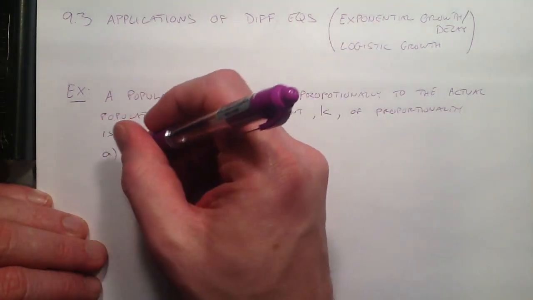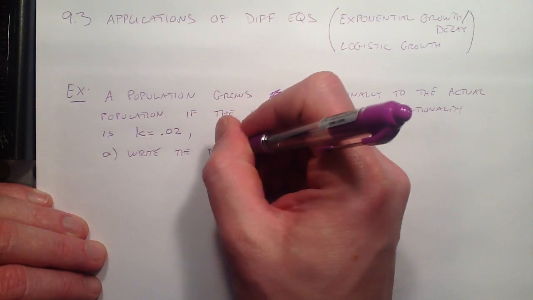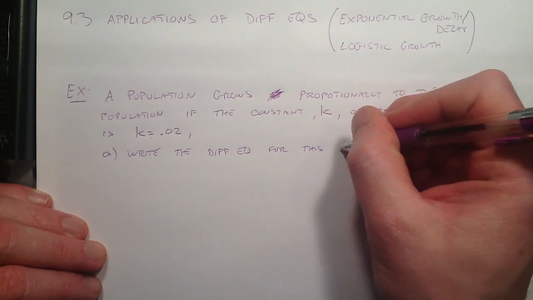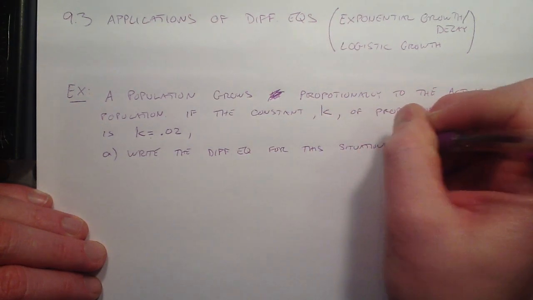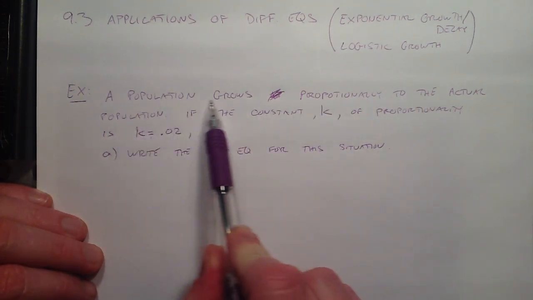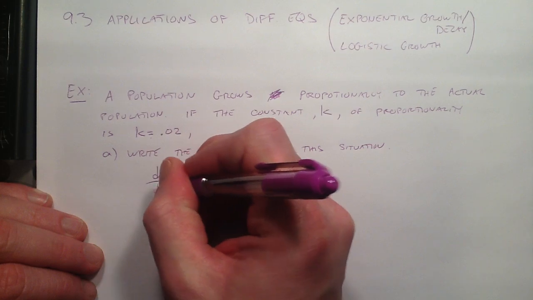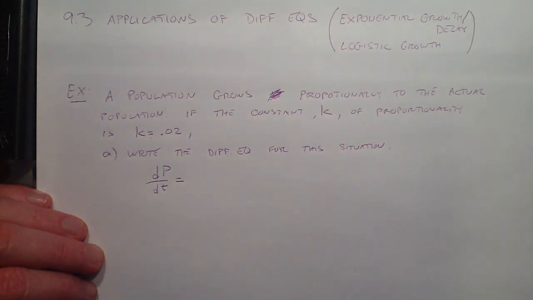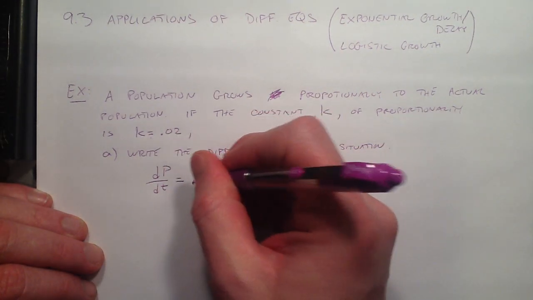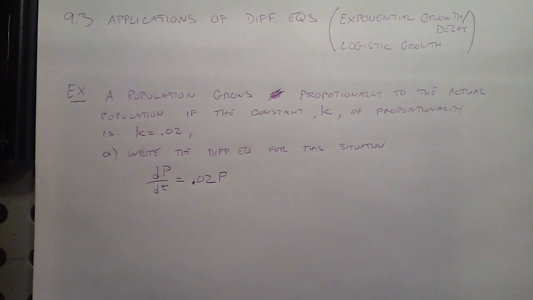Let's first write the differential equation for this situation. So let's see. The rate a population is growing, that would be dP/dt is equal to, it's directly proportional to, that would be k, and we know the k is 0.02, to the population. So that's the differential equation.